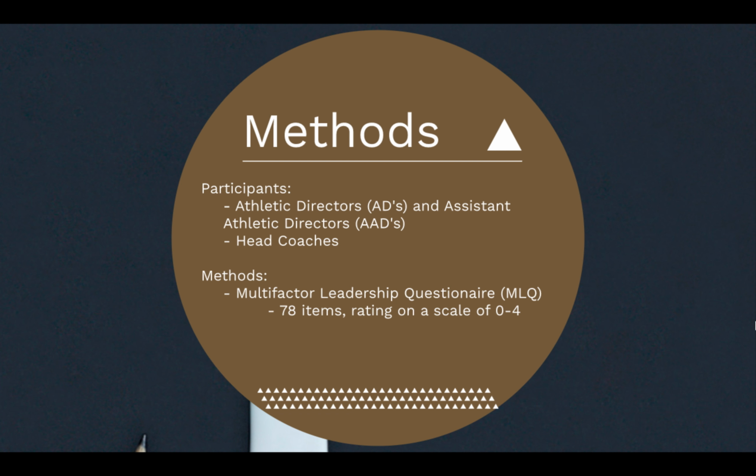This test included 78 items that reflected different leadership characteristics and were sorted into the 3 categories I previously mentioned, and each head coach would rate on a scale of 0 to 4, 0 being not at all, and 4 being frequently, of how often they observed their athletic administrators exhibiting this given behavior.